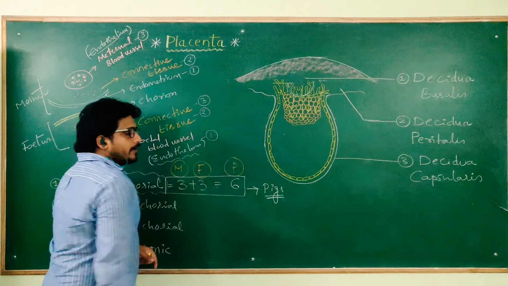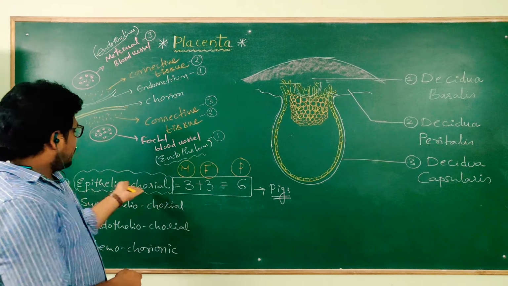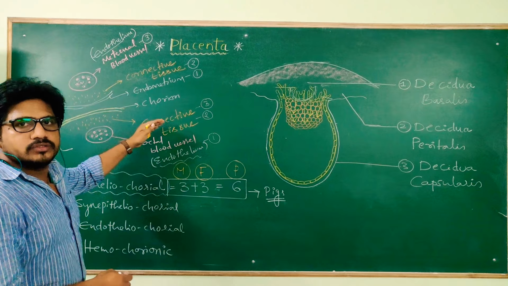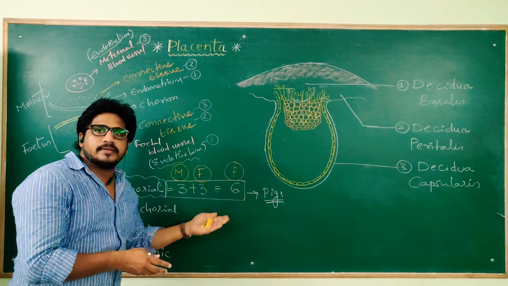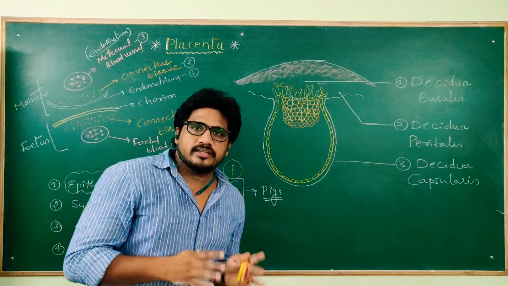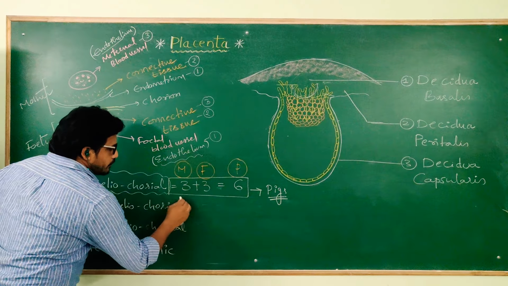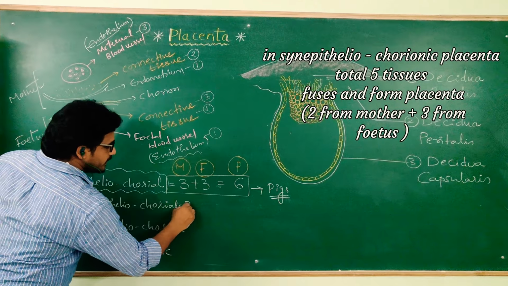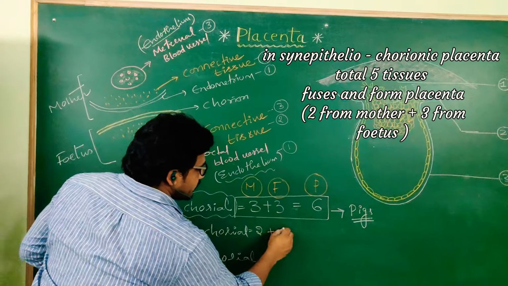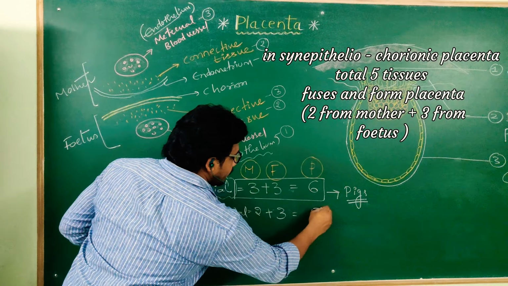Pigs. In pigs, the placenta type is epitheliochorial placenta. The total number of layers fused together in epitheliochorial placenta is 6. How many are from the fetus? 3. How many from the mother? 3. Now, if the count is from the mother, there are only 2, whereas from the fetus there are 3, so the total is 5.